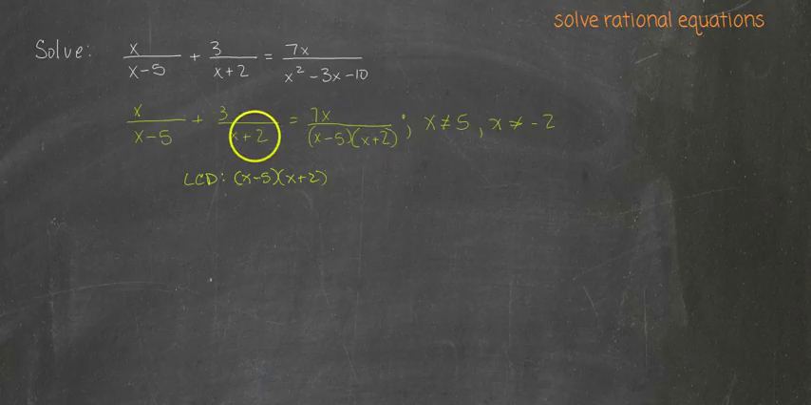You might think x plus 2 is a smaller denominator, but it has to be common in some way. And since I have an x minus 5 factor on the right hand side, I'm stuck. I have to include that.